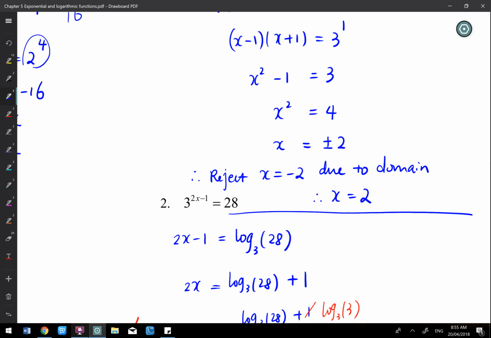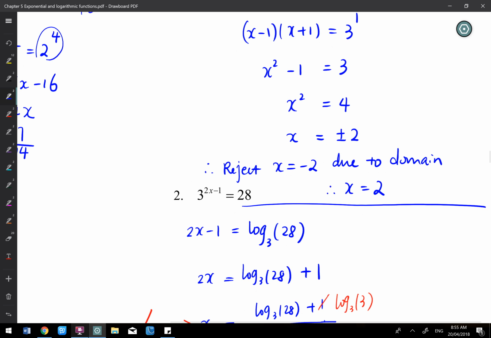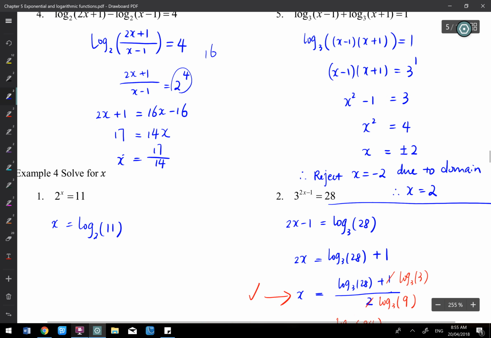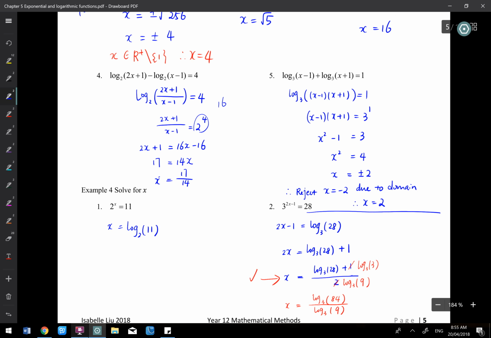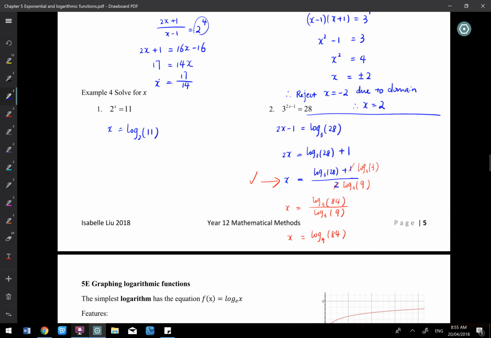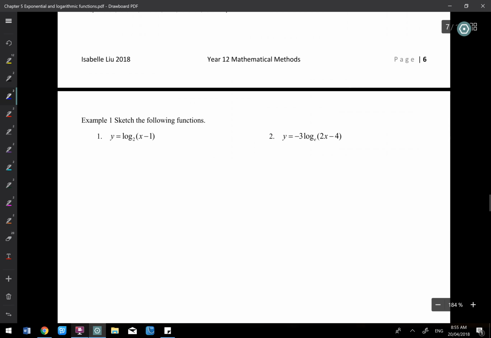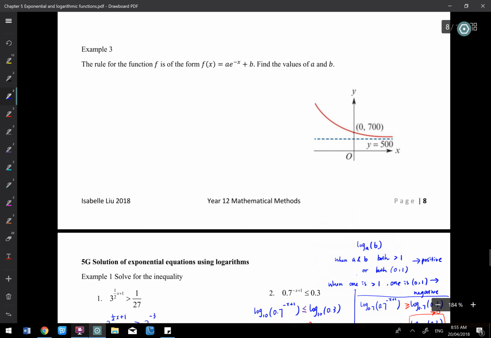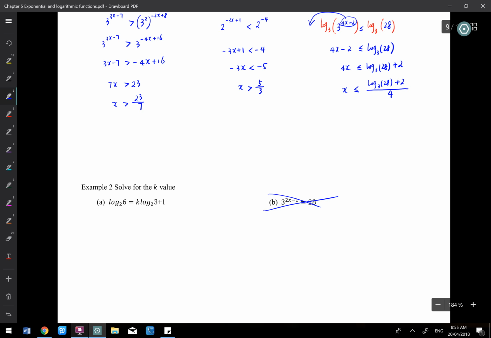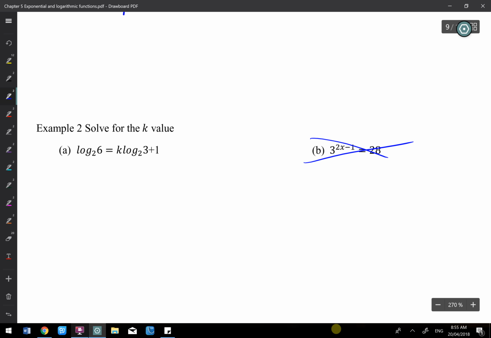Okay, is there any question here? Any questions so far? We basically learned how to solve log equations. That's how we solve log equations. Please go to page 9. We have example 2 here.